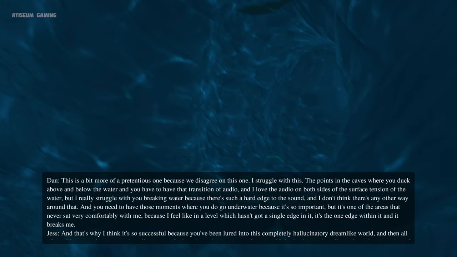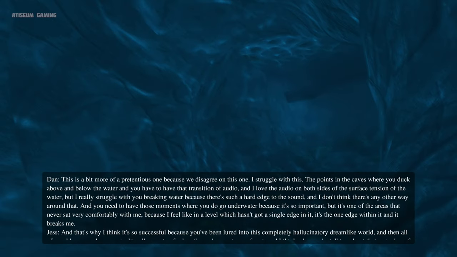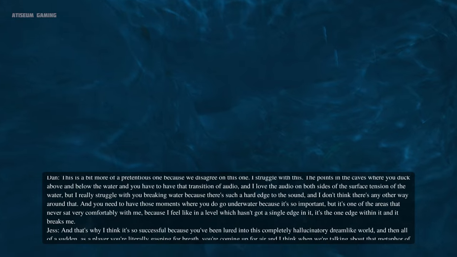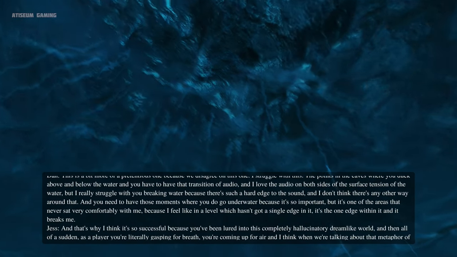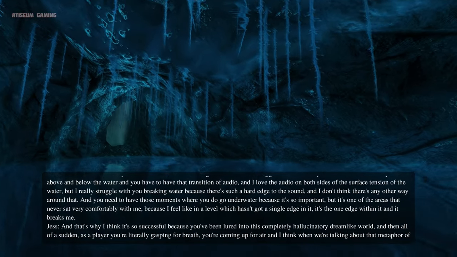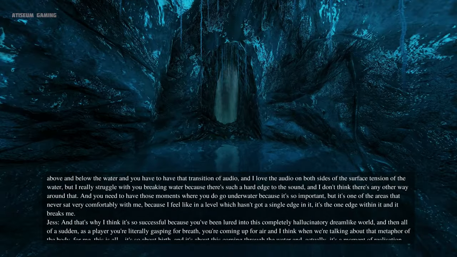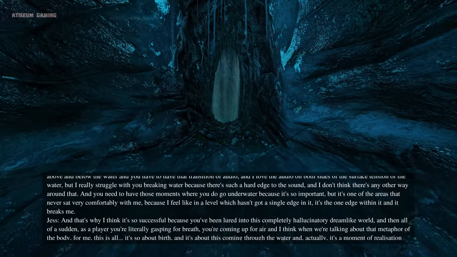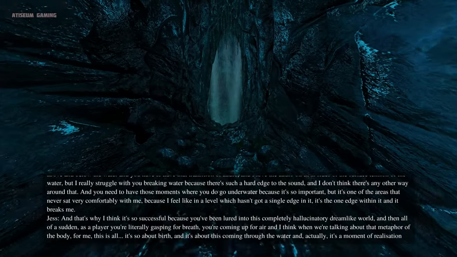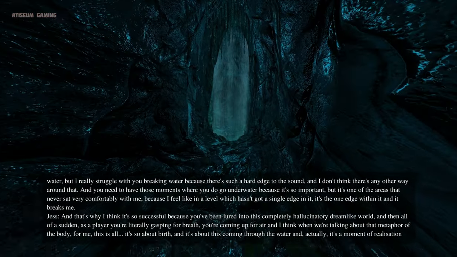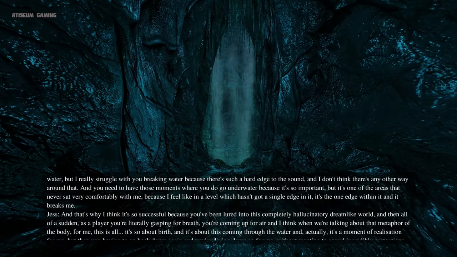This is a bit more of a contentious one, because we disagree on this. I struggle with the points in the caves where you duck above and below the water, and you have that transition of audio. I love the audio on both sides of the surface tension of the water, but I really struggle with you breaking water, because it's such a hard edge to the sound. I don't think there's any other way around that, and you need to have those moments where you go underwater because it's so important.